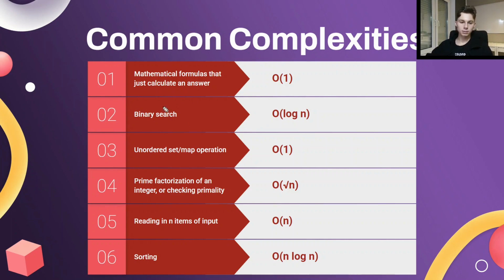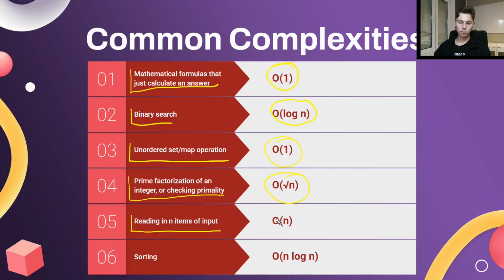Common complexities. So, a mathematical formula that just calculates an answer has an O of 1 complexity. Binary search, log of n. Unordered set or map operation, O of 1. Prime factorization of an integer or checking primality, square root of n. Reading in n items of the input, O of n. And of course sorting, n log n.